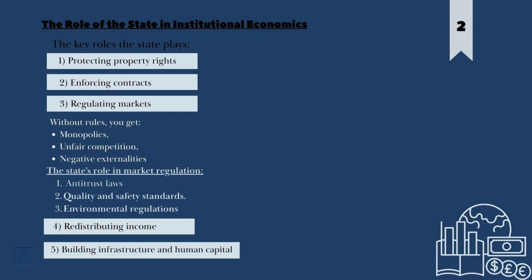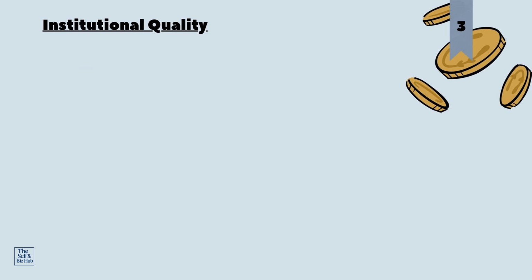Too much power creates stagnation and bureaucracy. The golden middle is a state that sets fair rules, enforces them, and at the same time, encourages initiative and innovation. Institutional quality. Institutions can exist on paper, but the real question is, do they actually work in practice?